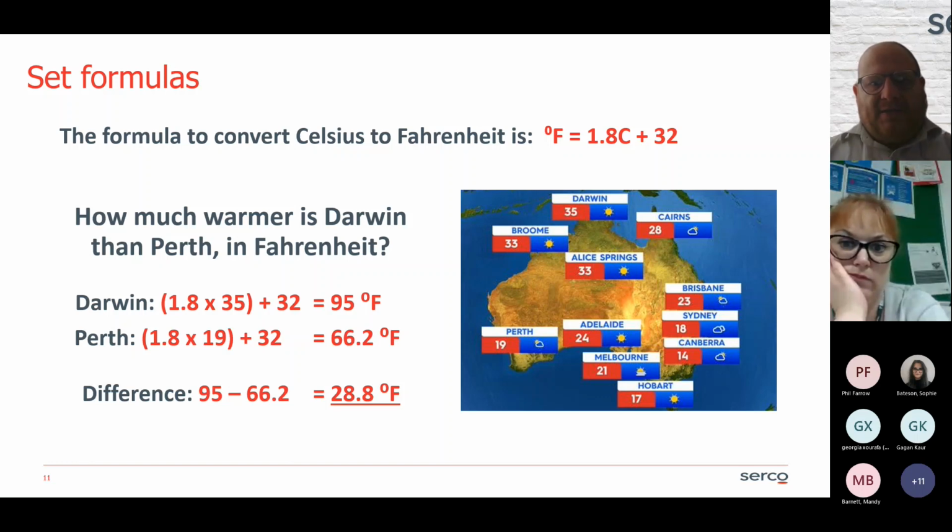So 1.8C, think back to the previous slide, means 1.8 times C, and we said C was the temperature in Celsius. So in this case, it's going to be 1.8 times 35, and then we need to add 32, because that's what the formula tells us to. That's how we work out Fahrenheit, is we add 32 at the end. A couple of people are just typing in their answers, a couple of different answers. Just give it another few more seconds.